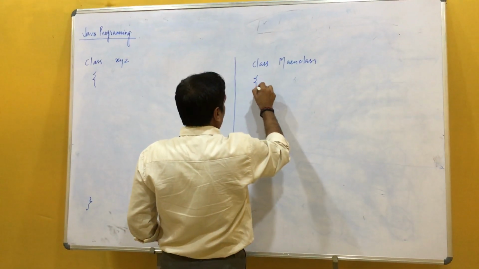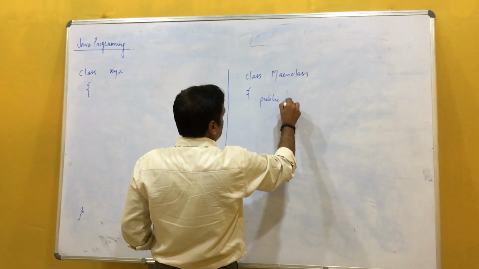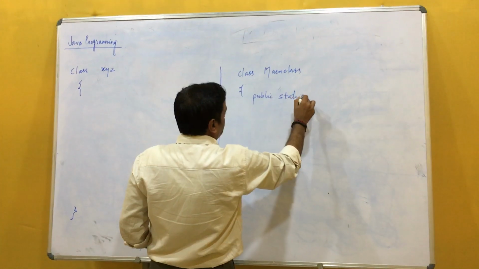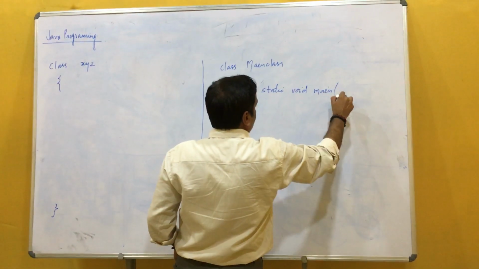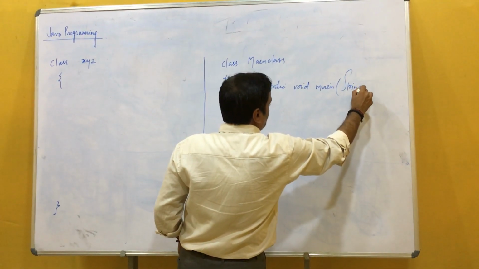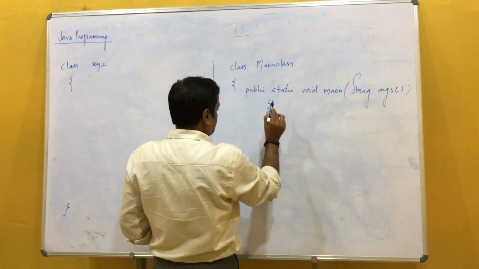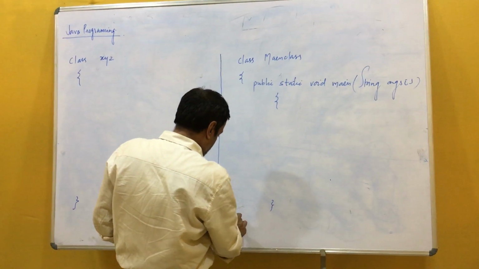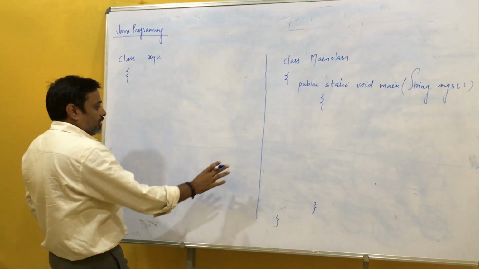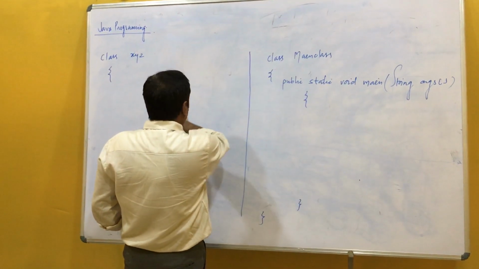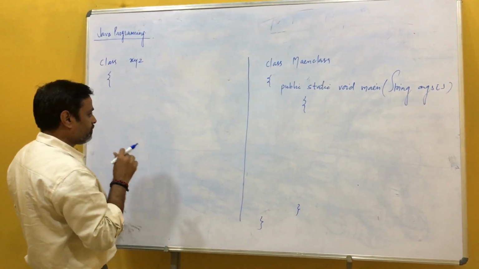And inside this I am writing public static void main, String args, opening of the main function, closing of the main function, closing of the main class. Now this is the space where I will be using this class, the object of this class, and this is the skeleton of the program.